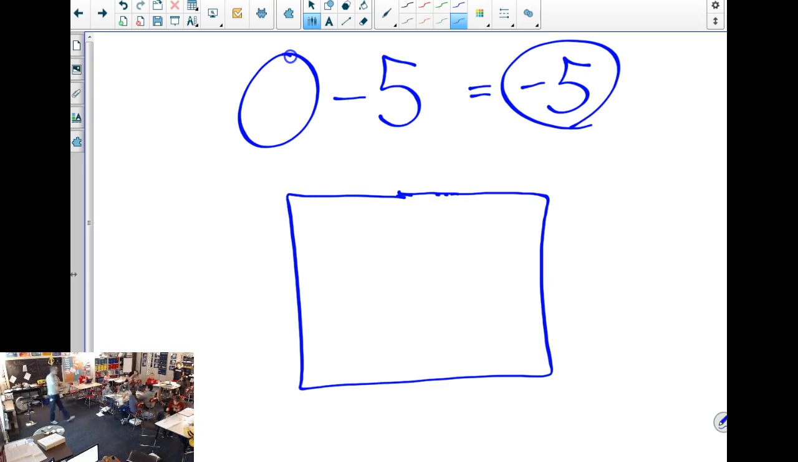Here, I got 0 pizzas. Take 5. I have 0, right? I have 0 Kit Kats. Take 5. I have 0 Take 5s. Take 5 is the best candy bar for what it's worth. But I have 0, right? Here's my space. Here's my desk. I got 0, right? This is 0. This is my space. I have nothing.